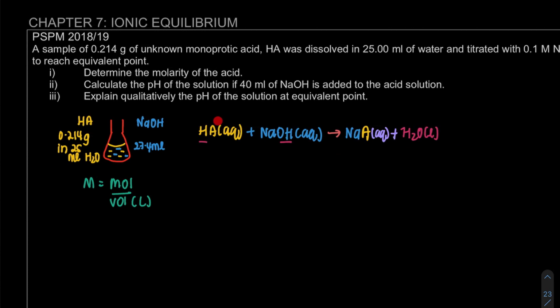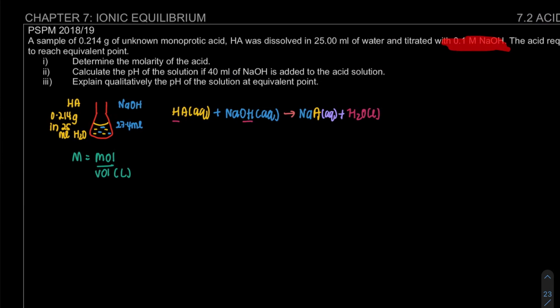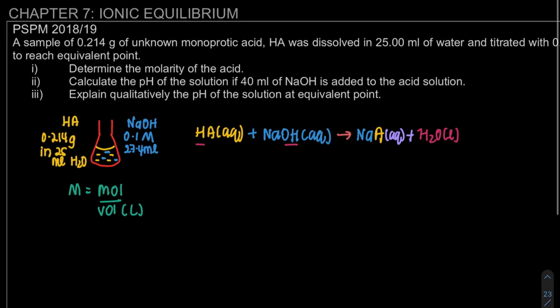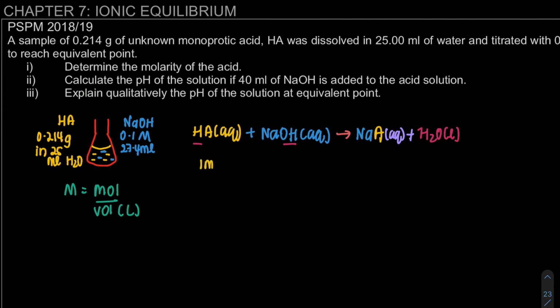The question asks for the molarity of HA here, but first we're going to find out the mole. How are we going to find out the mole of HA? As we can see, 1 mole of our acid is equivalent to 1 mole of our sodium hydroxide. For sodium hydroxide, we have 27.4 ml to reach equivalence. The concentration here is 0.1 molar NaOH. So I'm just going to write down 1 mole HA equivalent to 1 mole NaOH.